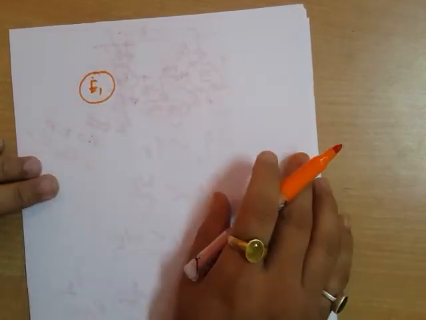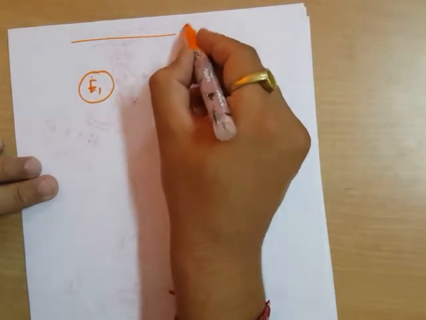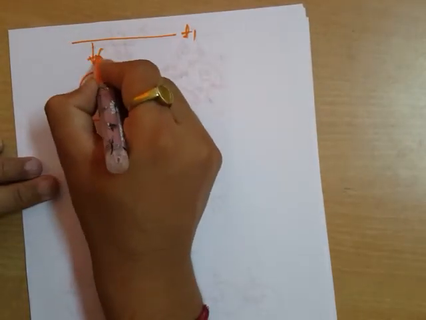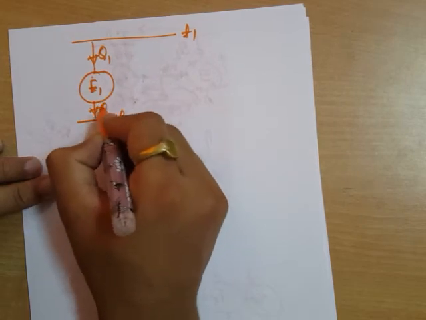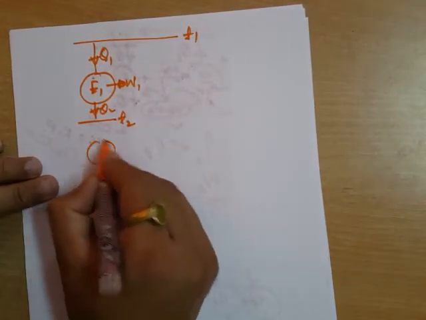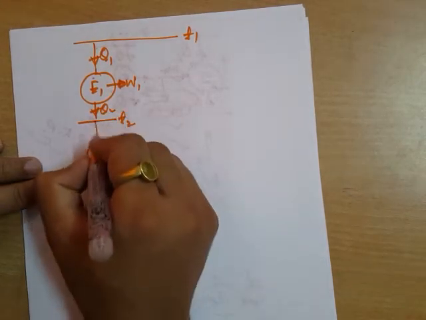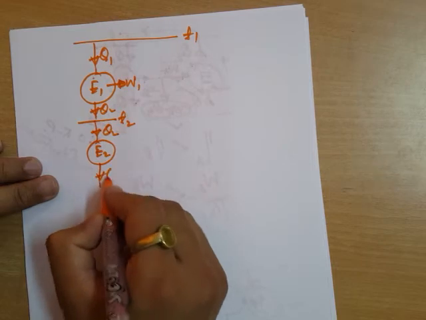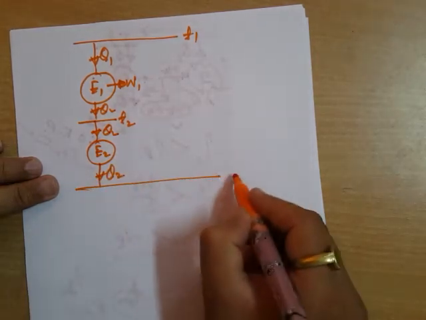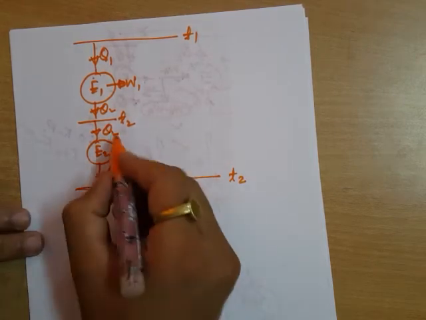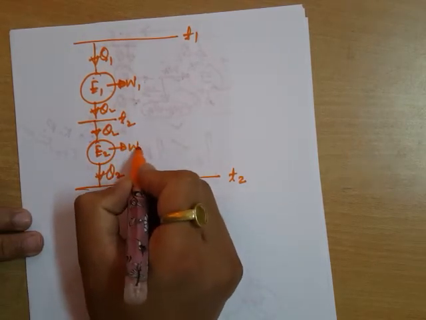This engine is working between temperature limits T1 and T2. It is taking heat from this and delivering heat to this, and in turn developing some work. And another engine, E2, is taking the same heat from this, that is Q2, and rejecting some heat to another thermal energy reservoir T3, and in turn developing some work.